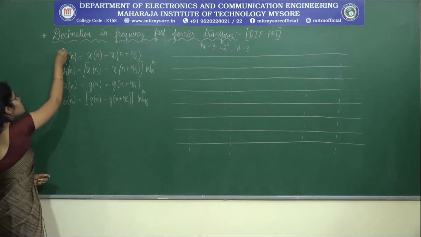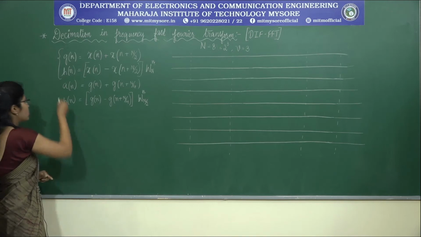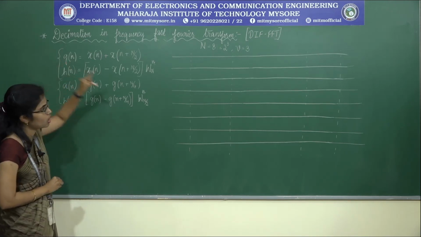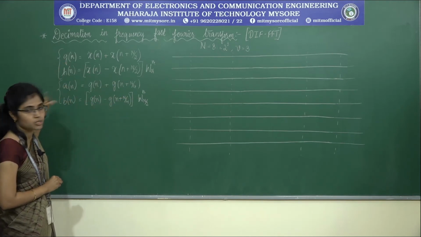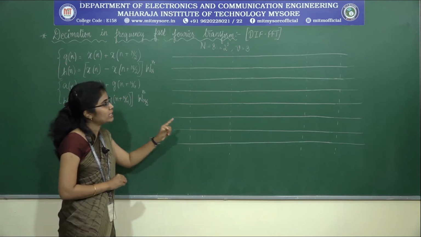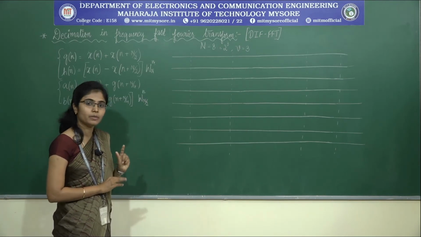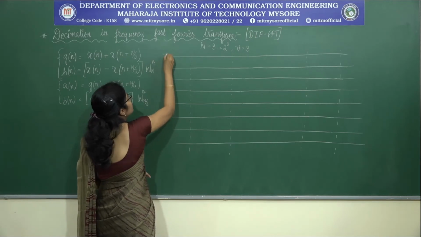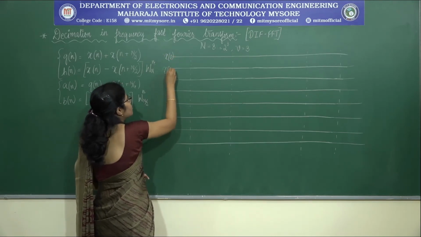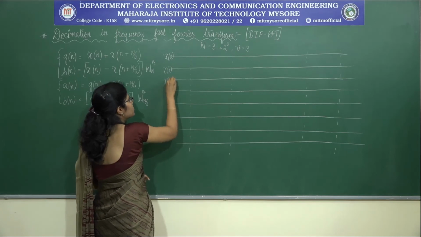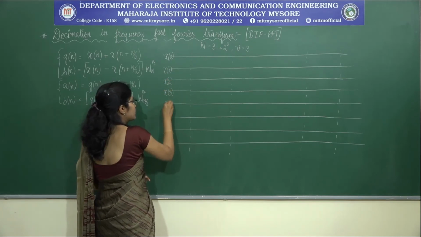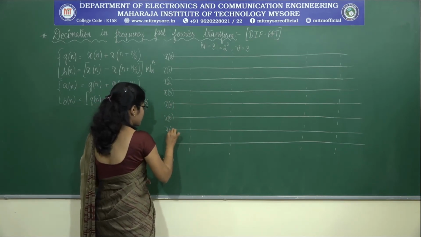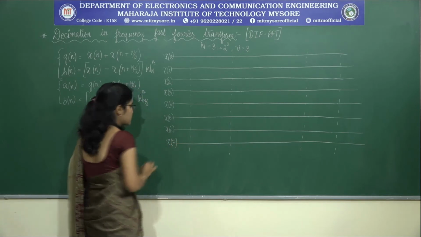From the derivation, these were the two things which I got. Next, we got these two equations. So, first let me take this equation and let me show how to draw the first stage. So, this is with respect to the first stage. So, in the DIF FFT algorithm, the input will be in normal order. So, I will write the input, that is x of 0, x of 1, x of 2, x of 3, x of 4, x of 5, x of 6 and x of 7.